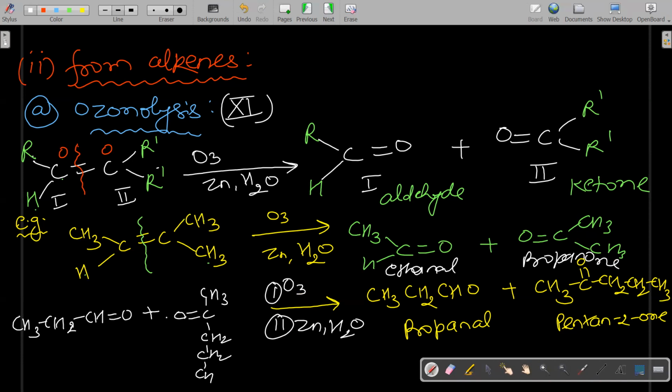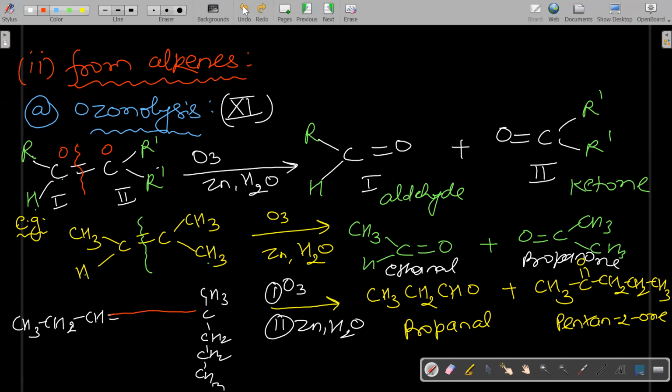What you'll do over here, just remove both oxygens. You can remove both oxygens, and these two carbons will be bonded by what? A double bond. So simply, you can remove both oxygens, and the two carbons will be bonded by a double bond. By this, you can simply identify the product and then give the numbering.